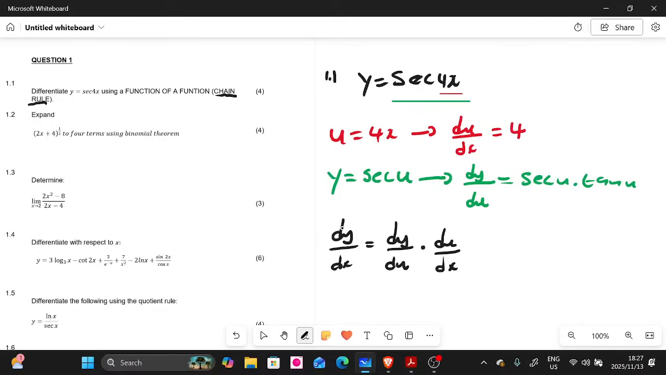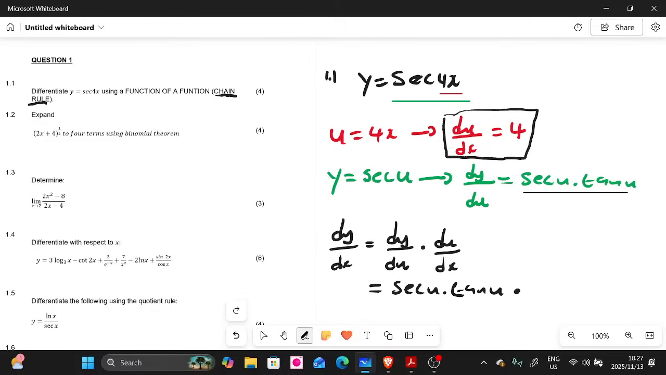All you have to do here is substitute. So what is your dy over du? As you can see, dy over du is equaling sec u multiplied by tan u. Now we have to substitute du over dx, which is equaling 4. So we have to multiply this by 4.